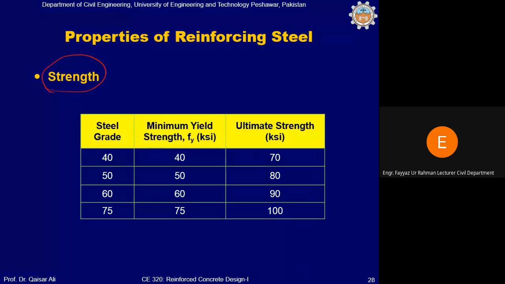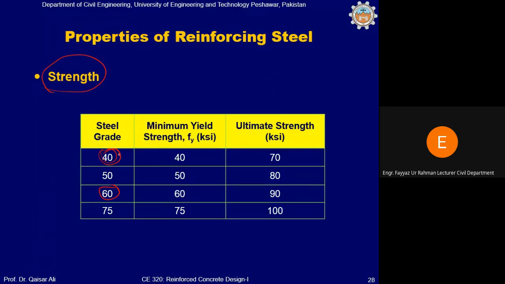So normally the reinforcing bars are available in 4 grades: grade 40, 50, 60 and 75. And the grade of a steel reinforcing bar means the minimum yield strength of that reinforcing bar. However, the most commonly used grades of reinforcing bar in the construction industry are grade 40 and grade 60.